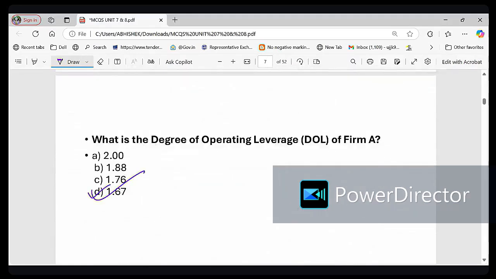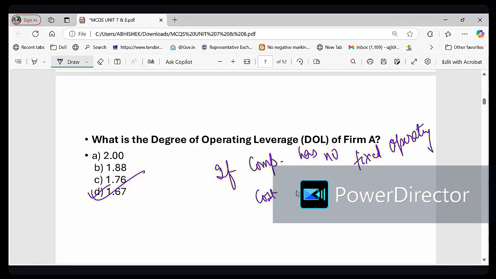Is it clear? Please write "clear" in the chat box if this concept is clear to you. One more question I want to ask you: suppose a company has no fixed operating cost. What will be the DOL?